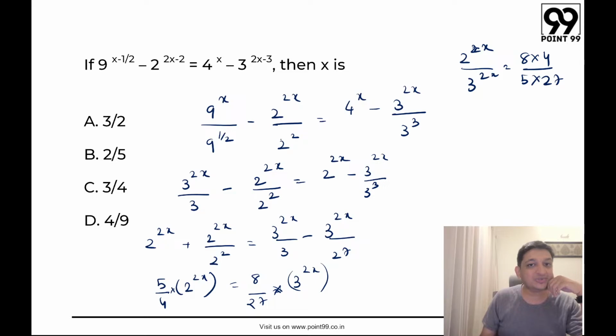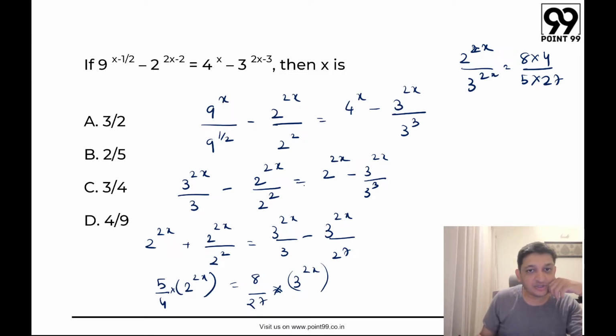So minus 2 raised to 2x by 2 square, that's what we have. This one was 2 raised to 2x is fine. 3 raised to 2x by 3 cubed was also fine in this particular context. 3 raised to 2x by this was 9 because root of 9 is 3, and 2 raised to 2x by 4, 2 raised to 2x was fine, and 3 raised to 2x by 27. That's what we had here, right?